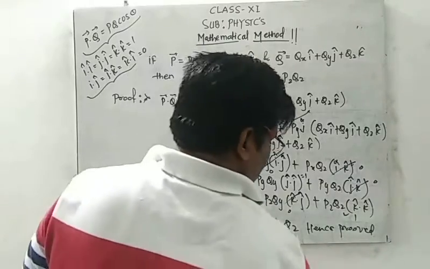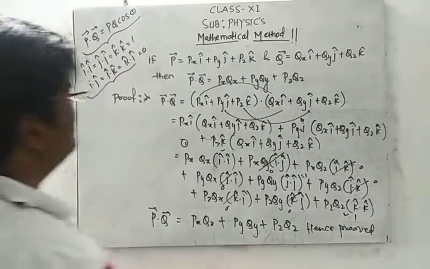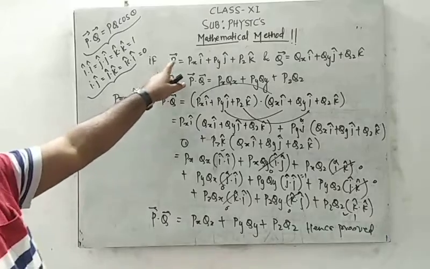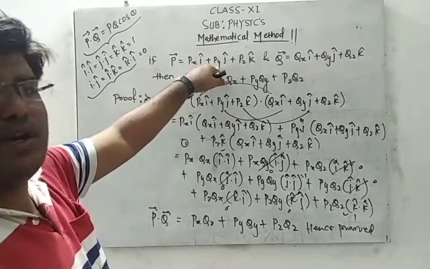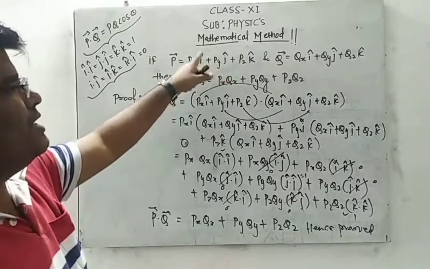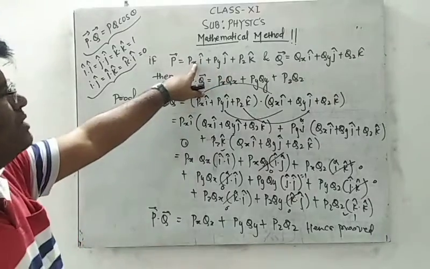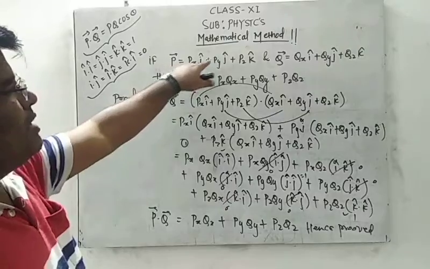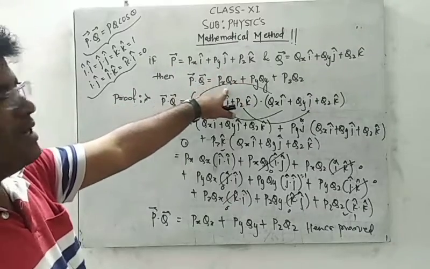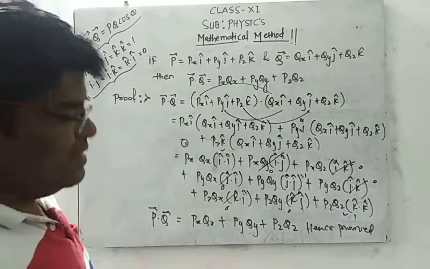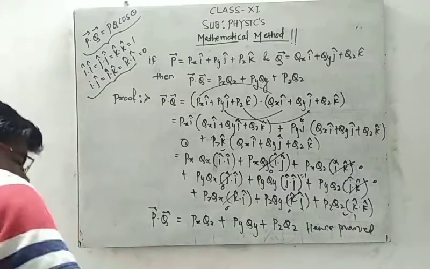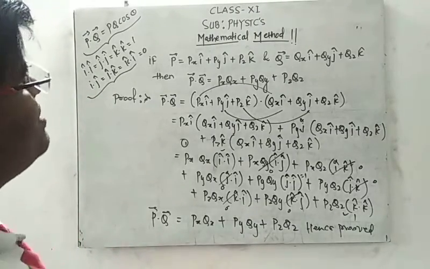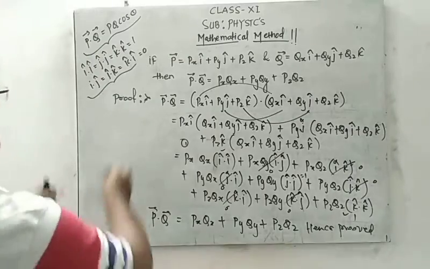So in this way you have to do this. If the two vectors are given in terms of their components along the x-axis, y-axis and z-axis, then we simply multiply their similar components, and that is the scalar product of these two vectors. Now we move towards some examples related to the scalar product.